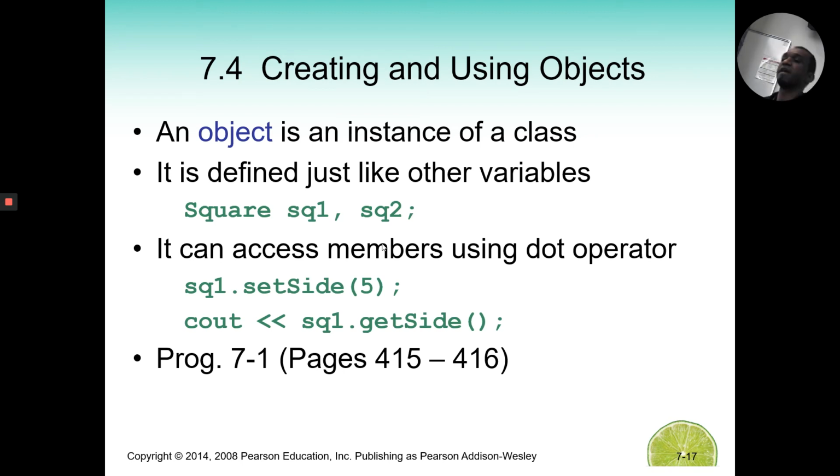Does that make sense? If you had a class, a prototype called automobile, and you created a van, that would be an instance. If you created a Corvette, it would be an instance. If you created a Volkswagen, it would be an instance. So an object is an instance of a class, the top class, the parent class. It's defined just like other variables. Okay? It can access members using the dot operator like this.